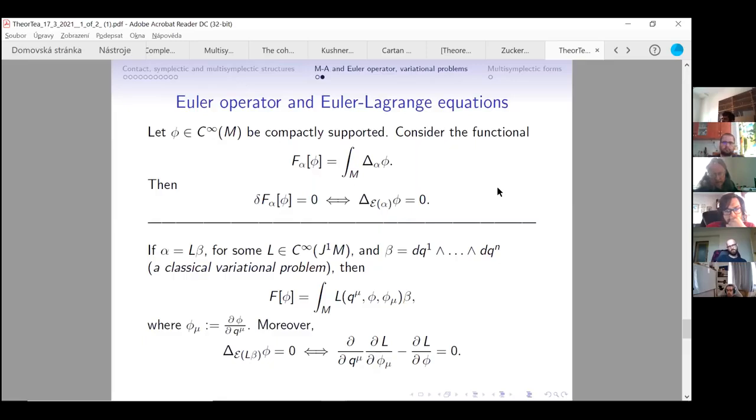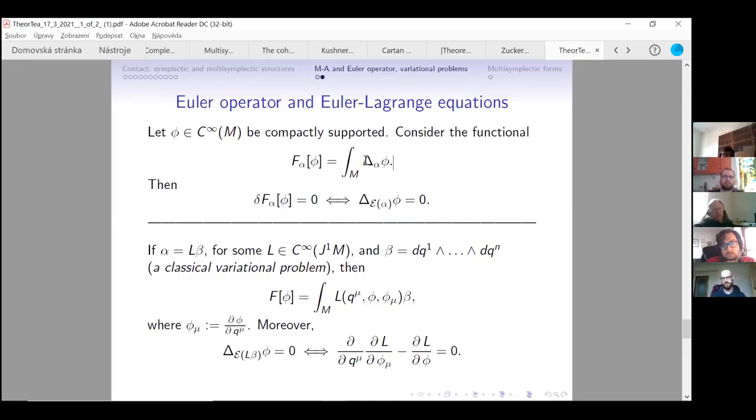Radek, maybe at this point it would be good to ask, how do you get L beta from delta alpha phi? Oh, okay, so alpha is L beta. Yes. And delta alpha phi is just the pullback of alpha along J1 phi, where J1 phi is a section of the bundle J1M to M.